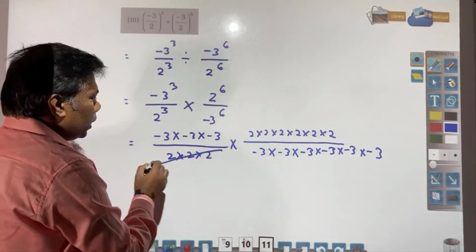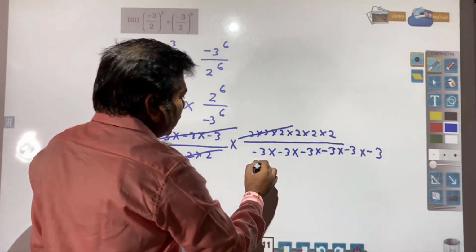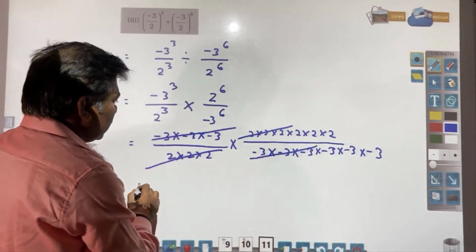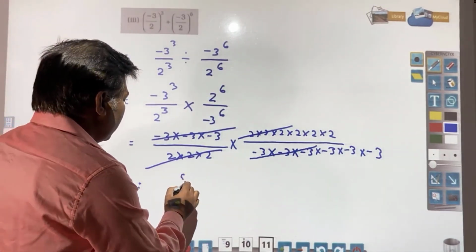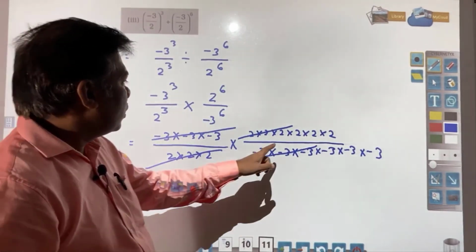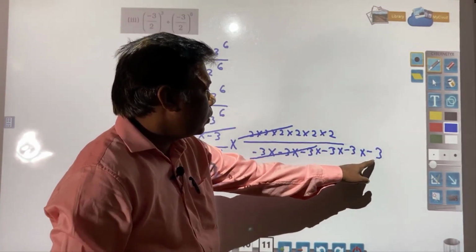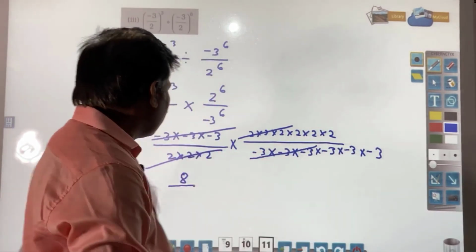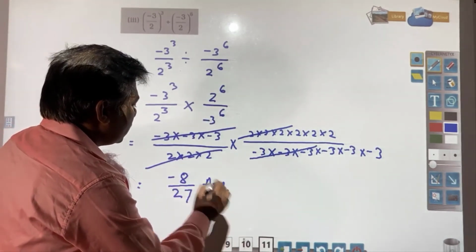Now these 3 and these 3 have been cancelled. These 3 and these 3 have been cancelled. So you are left with 8 by, 2 4s are 8, 3 3s are 9, 3 9s are 27, and this will be negative. So minus 8 by 27, and this will be your answer.